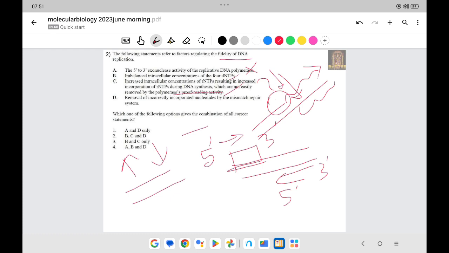And the last one is stating about the removal of incorporation of the nucleotide.